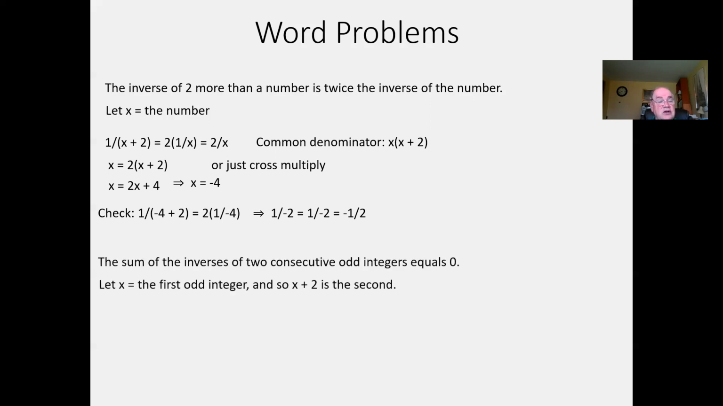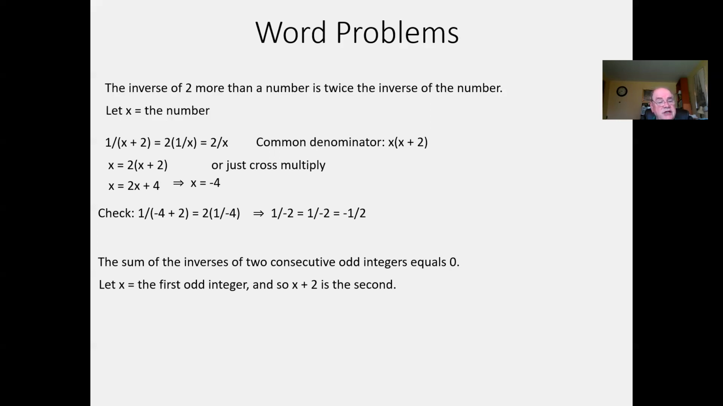The sum of the inverses of 2 consecutive odd integers equals 0. That's interesting. What could those 2 consecutive integers be to add up to 0?